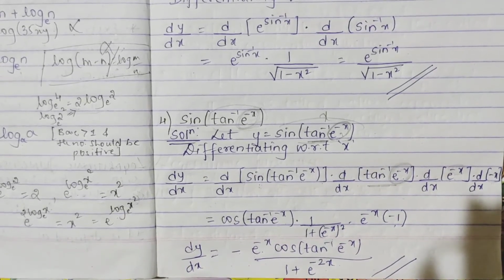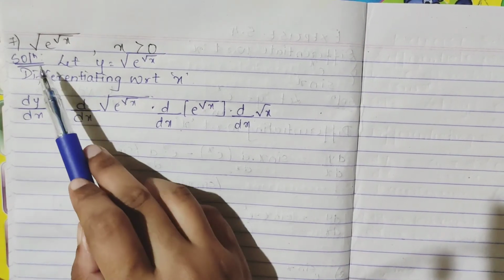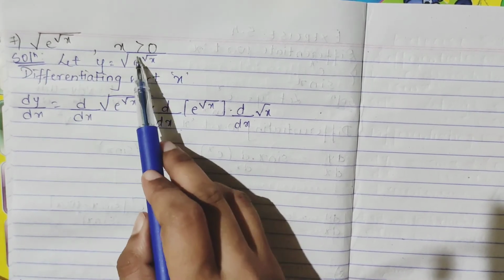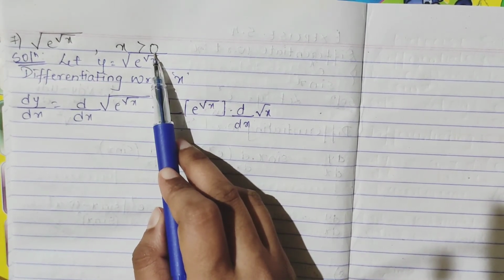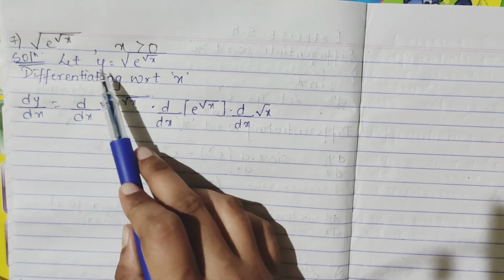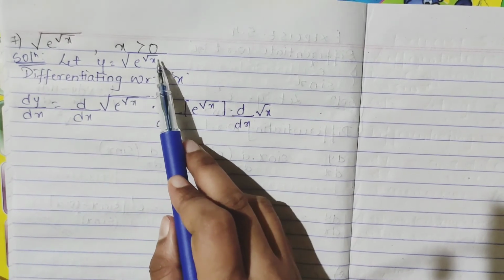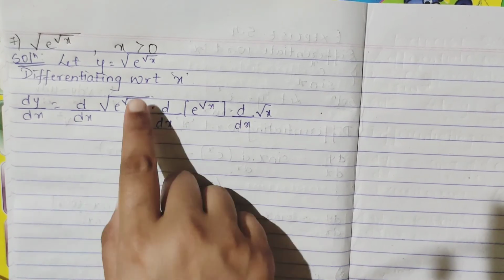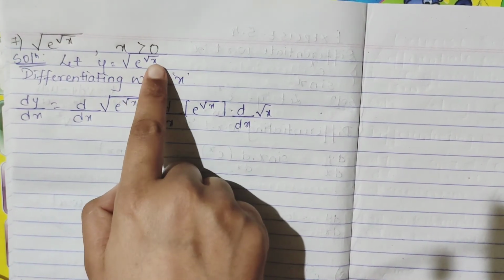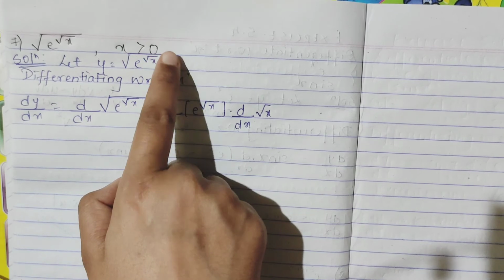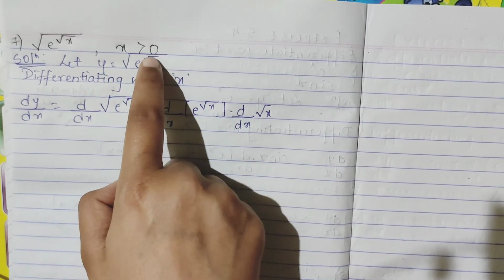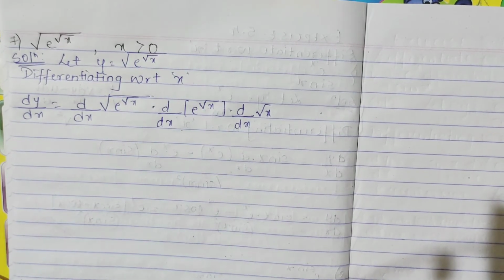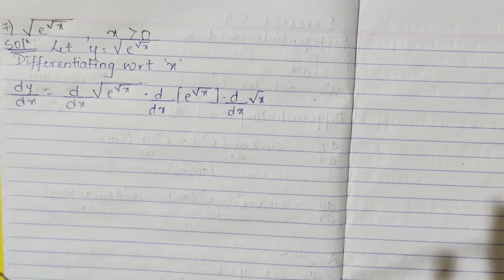Okay. Our next question, the 7th one: root of e to the power root x, where x is positive. They are telling us x is positive. So solution: let y is equal to root of e to the power root x. See here, how many times do you have to differentiate with chain rule? Root e to the power root x, and again here root x. So this is 1, this is 2, and again inside this is 3. So there are 3 parts.